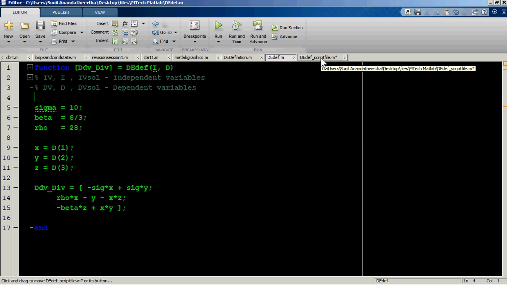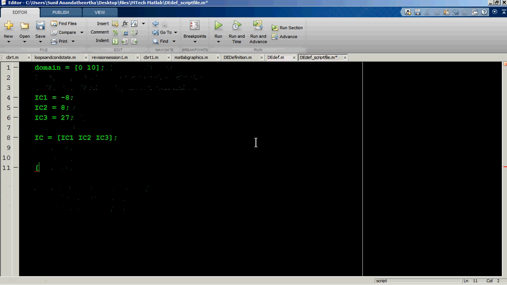So now what do we have here? We have IVSOL, the independent variable solution, and DVSOL, the dependent variable solution. You are going to shortly see what these are. Since we have three differential equations, how many independent variables do we have? Only one. So this is going to be only one vector between 0 and 10, and DVSOL is going to be three vectors, one for x, one for y, and one for z.